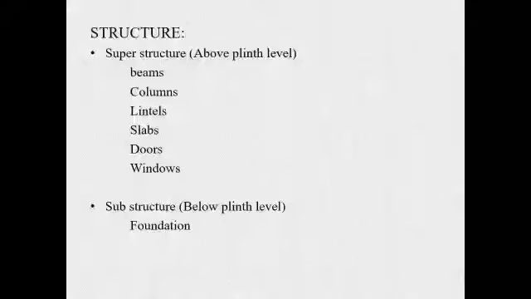Welcome everyone. In this video, we are going to see about the components of building. There are two major components in the building. First one is the superstructure and second one is the substructure. The structure which is above the plinth level is called as superstructure and below the plinth level is called as substructure. The components in the superstructure are beams, columns, lintels, slabs, doors and windows. And the component in the substructure is foundation.